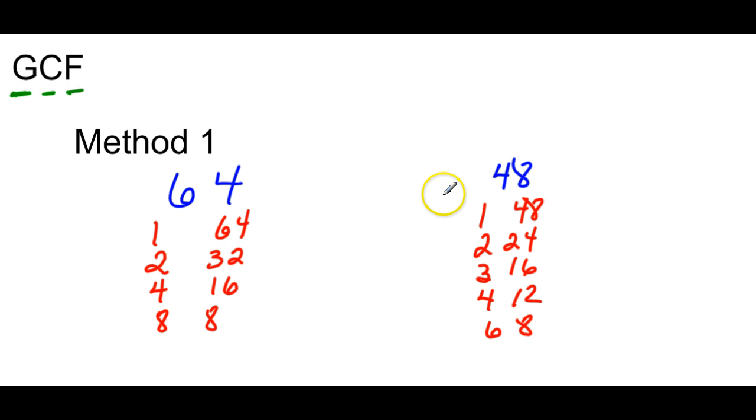So they both have a 1 in common, a 2 in common, a 4 in common, an 8 in common, a 16 in common. So out of those, which is the greatest? That would be 16. That's method number 1.